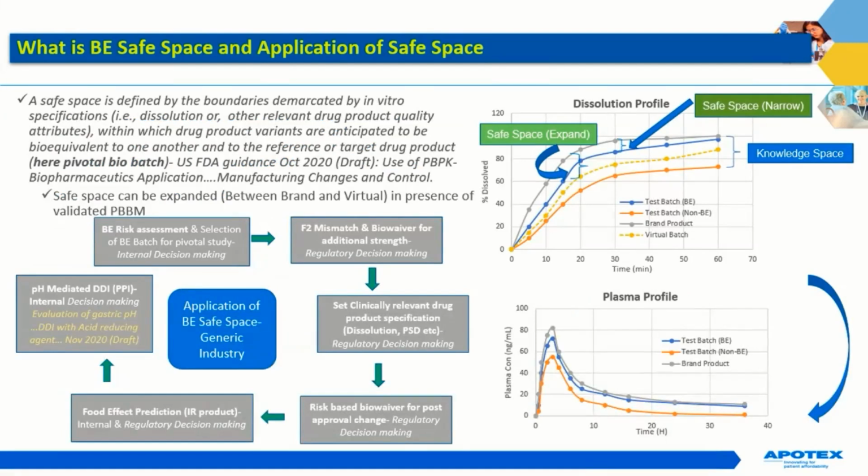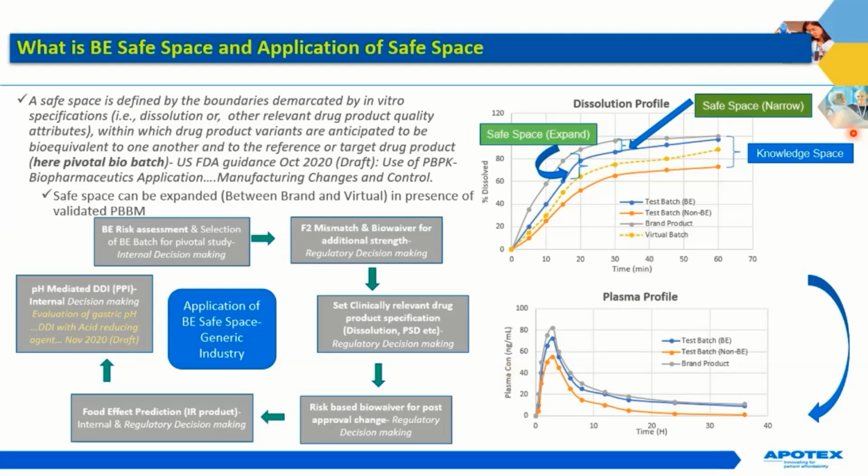A safe space is basically defined by the boundaries demarcated by in vitro specifications. It could be dissolution or any other drug product quality attributes for that matter, within which the drug product variants are anticipated to be bioequivalent to the pivotal biobatch. On the right side of the presentation, the dissolution data and the plasma profile of some of the batches are presented, which include the biobatch, the non-biobatch, and the reference formulations.